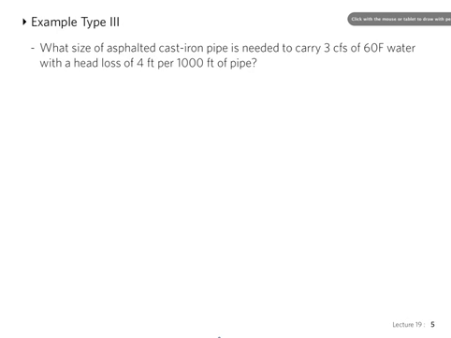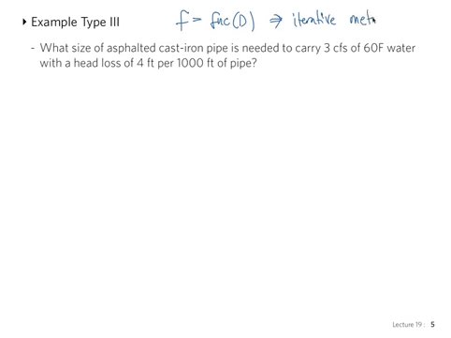CFS, cubic feet per second. Cubic feet per second, yes. So again, an iterative method is going to be required because F is actually a function of diameter. So we need to use an iterative method to solve this. And we have to look up the roughness of asphalted cast iron, and we find epsilon from some table or a handbook.